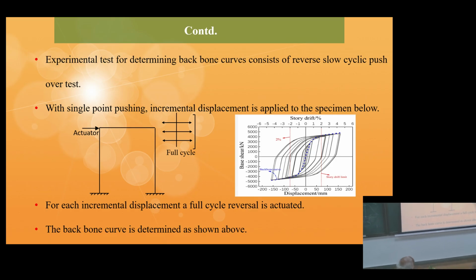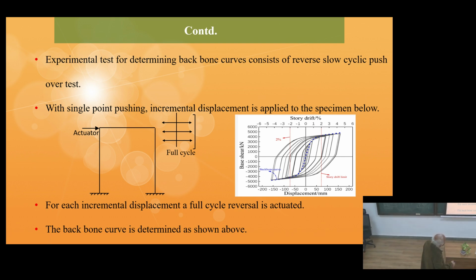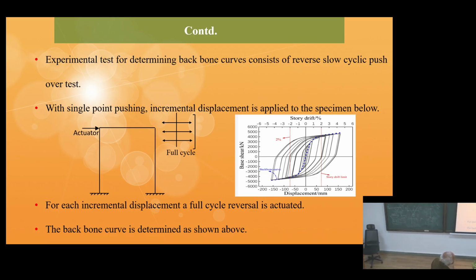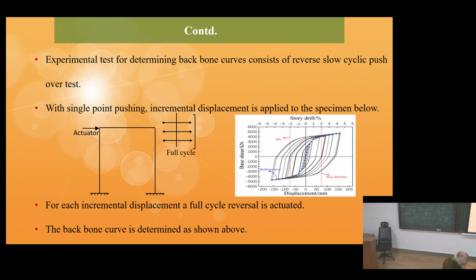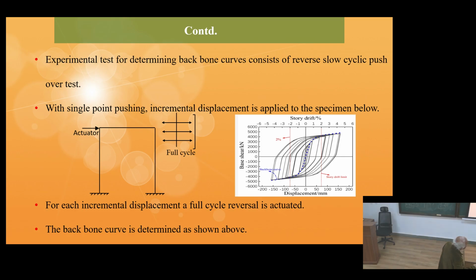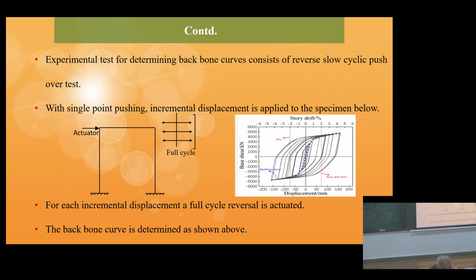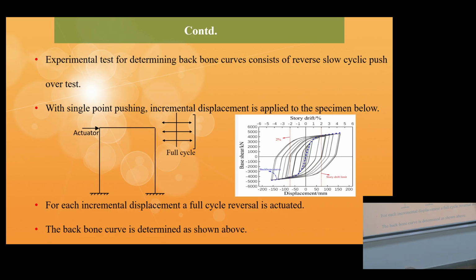Then once this hysteresis thing is done up to the full test, what we do is, the tops of these hysteresis loops over here, we join them like this, right? For all, these are all the tops of the hysteresis loops that I have joined, and once we join them, then this is the backbone curve. Okay, so this is the experimental backbone curve.